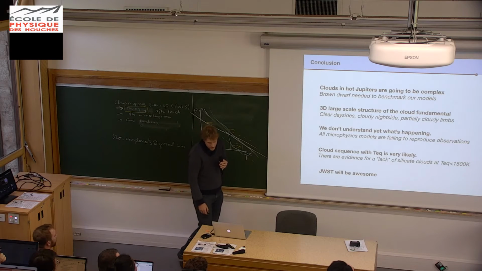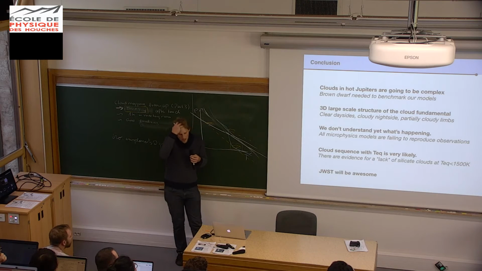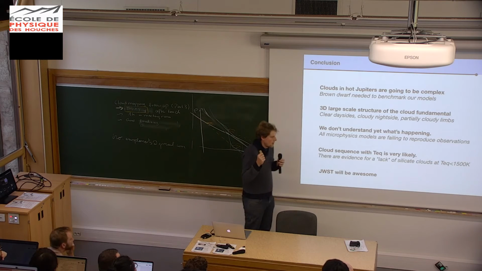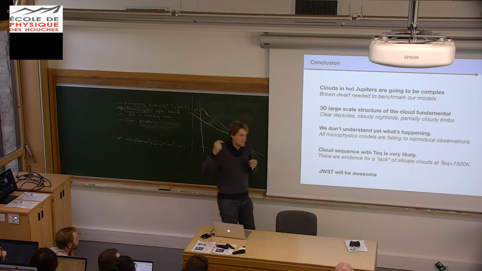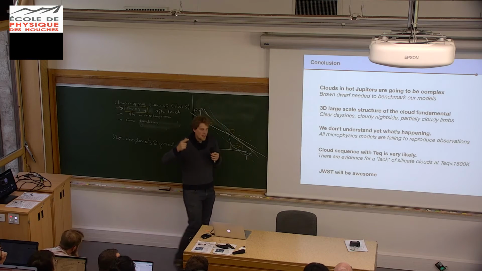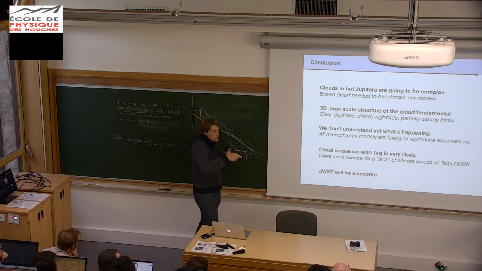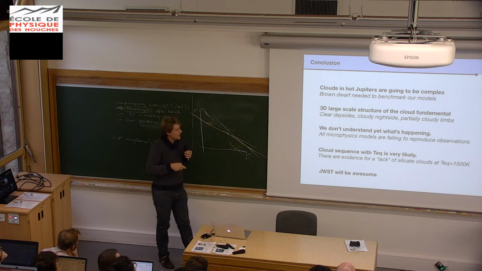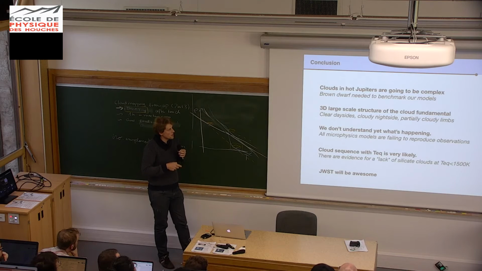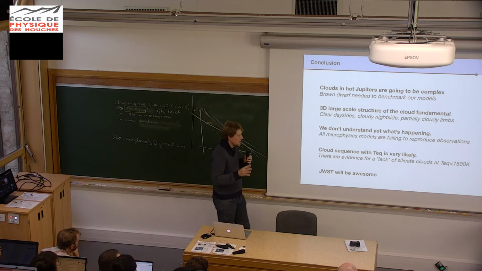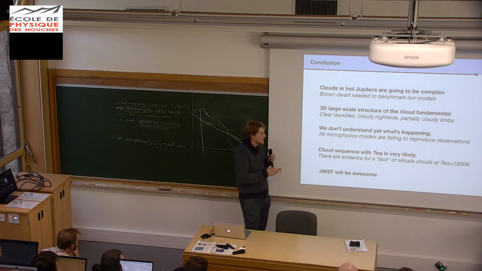So I guess it's time to conclude. Hot Jupiter clouds are going to be really complex because on top of the microphysics, the vertical mixing, and all the complexity of the 1D stuff, those are inherently 3D. So you have to keep that in mind. The 3D structure is going to be fundamental. As I said, partially cloudy limbs are definitely what's going on, I think.